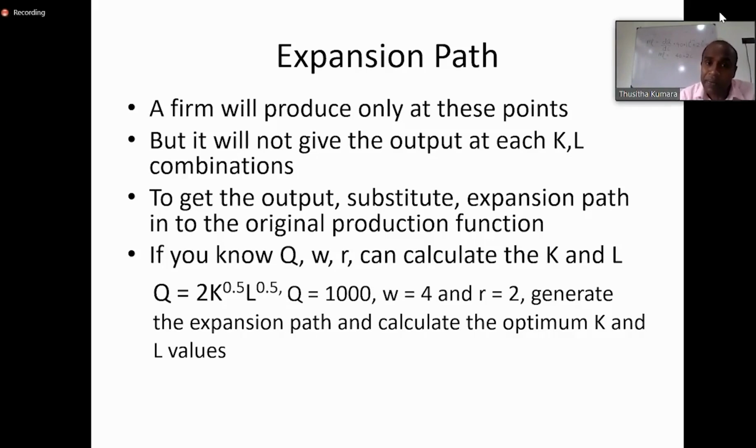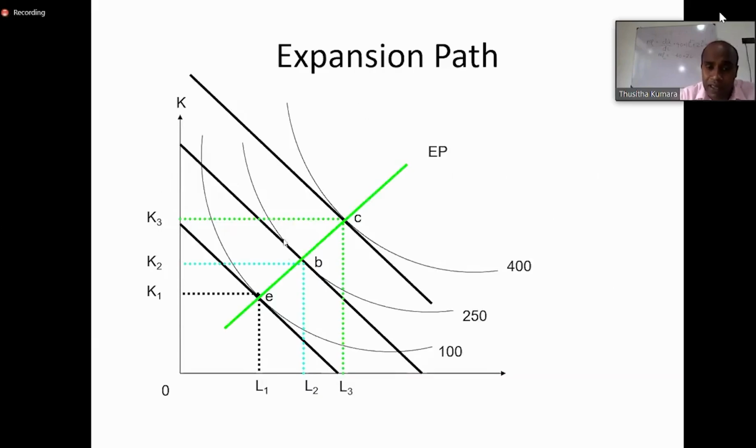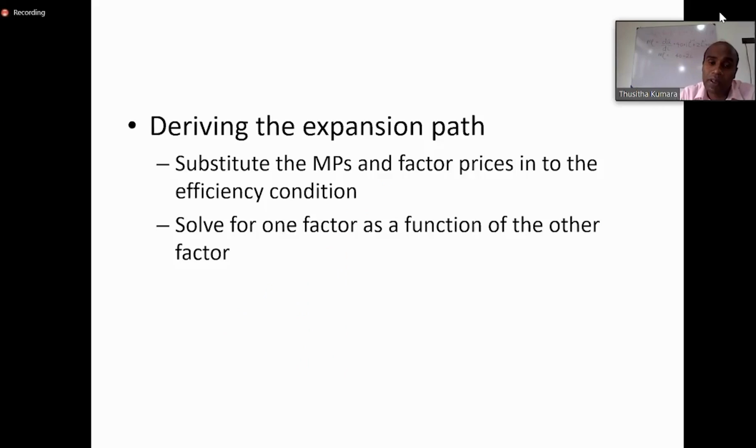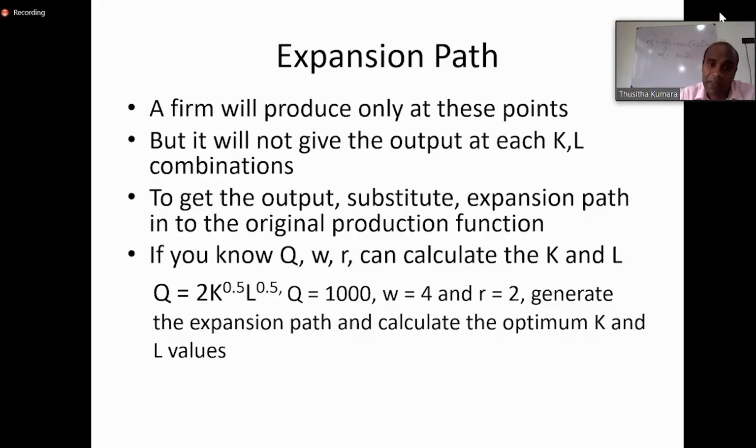But remember, if you look at this graph, it will never tell us what the output level is. There are different combinations of labor and capital. All these points are efficient, either point E, B, C, or whatever. All of these points are efficient, but it does not tell us the optimum output level for this firm. Remember that.